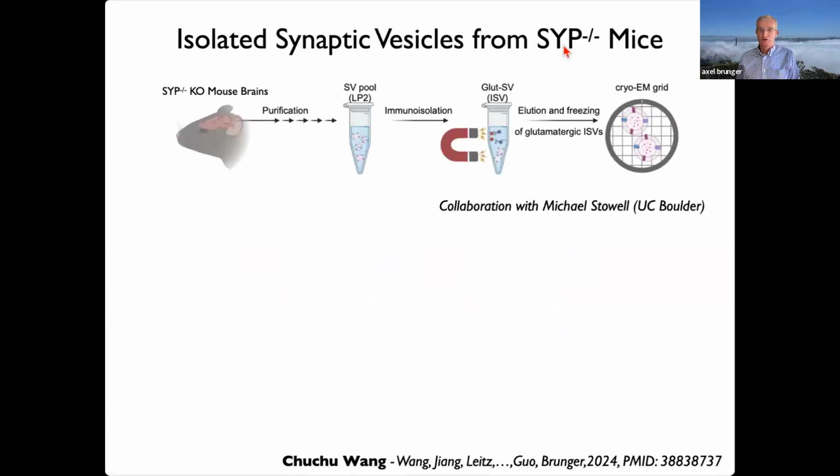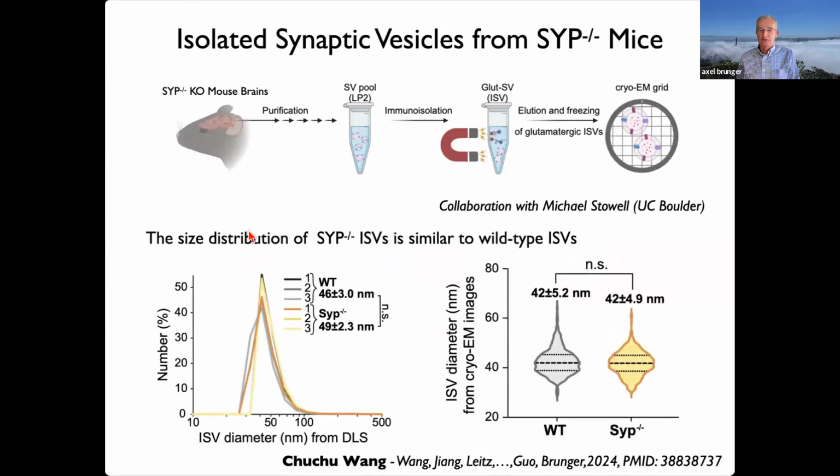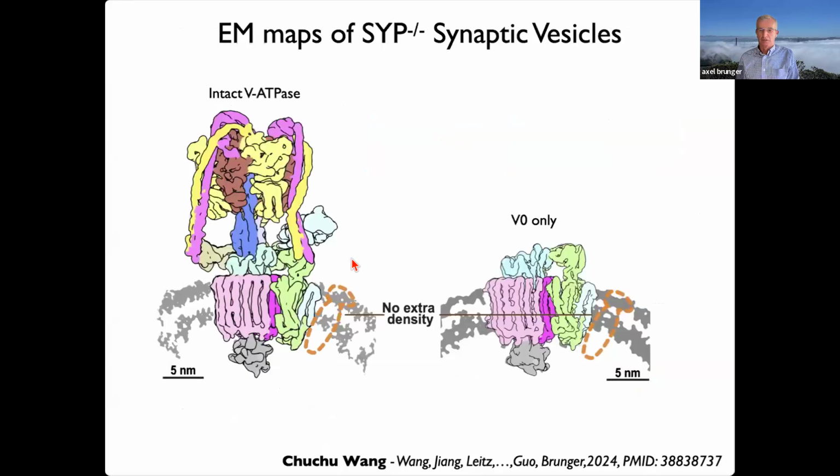What we did was to knock out one of these, which is in this case synaptophysin. And first, Chu then showed that they look very similar to wild-type SVs in terms of their size and morphology and so on.